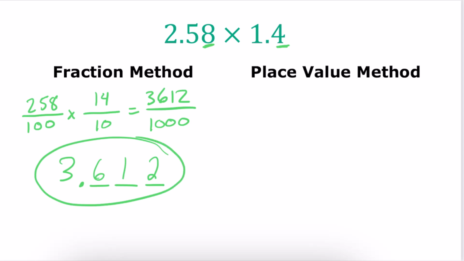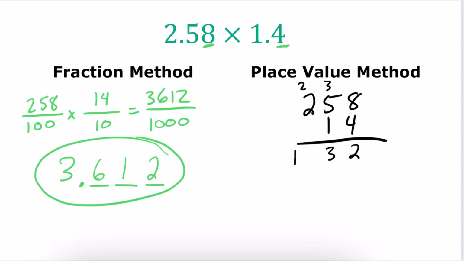The other method is to use the place value method, where you basically take both of the numbers and you ignore the decimal points. So you kind of think about them as whole numbers, like 258 times 14, and you multiply them together without the decimals. So like you'd say 8 times 4 is 32, carry the 3, 5 times 4 is 20, plus 3 will be 23, carry the 2, 2 times 4 is 8, plus 2 is 10. And then that basically is 4 copies of 258.